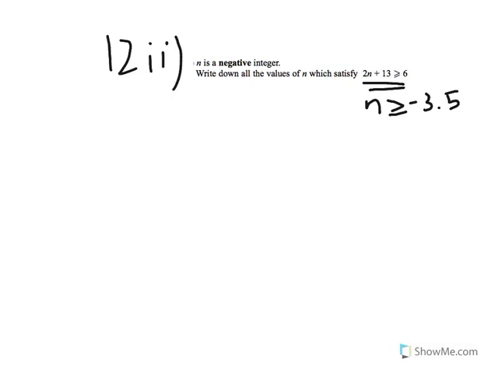It can't be equal to negative 3.5, because first of all, 3.5 is not an integer. I told you an integer is a whole number. So it has to be negative, it has to be a whole number, and it has to be greater than negative 3.5. So n could be negative 3, negative 2, or negative 1. It can't be 0 because 0 is not negative or positive. And it can't be 1 or 2 or anything else because n is negative. So n is equal to negative 3, negative 2, or negative 1.